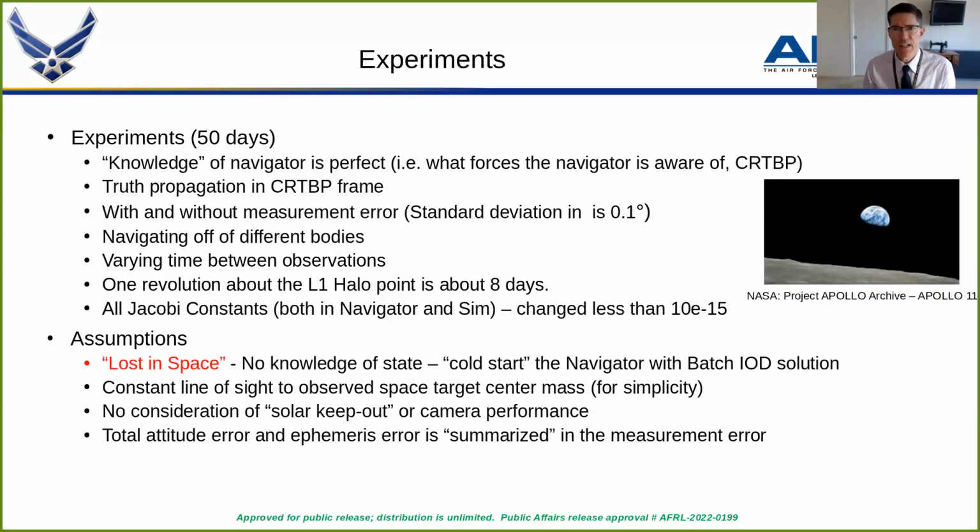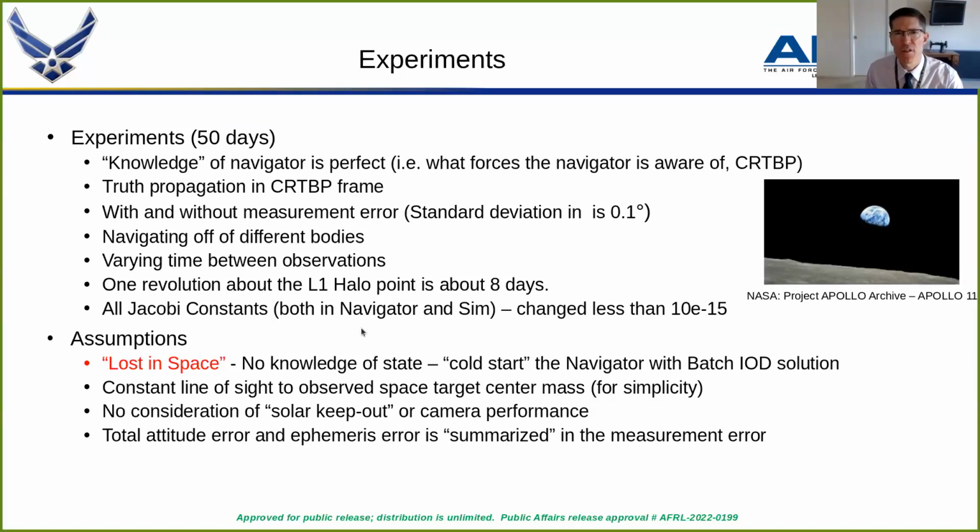So experiments, we did 50 days as the timeline. The knowledge of the navigator is perfect, okay? It knows everything about the circular restricted three-body problem. So we propagate the truth also in the same frame. We have experiment results with and without measurement error. We navigate off different bodies: one asteroid, some satellites, and then some lunar objects, the center of the moon and Tycho Crater. Then we do a tempo check, varying the time between the observations, and for the whole simulation, it's basically 1 revolution. About the L1 halo is 8 days, but we do as much as 50 days.